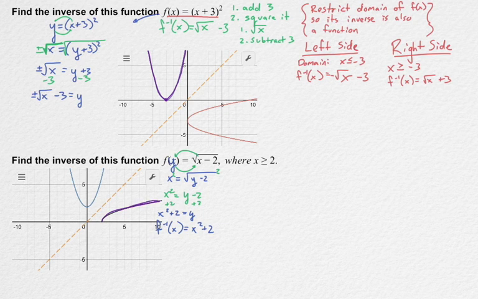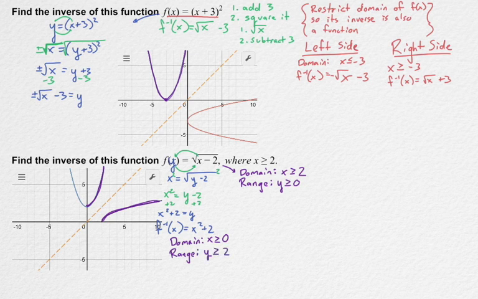This top branch here would correspond to just the right side of the parabola. That's because the domain and the range of the original function was this, and when we switch the x and the y, that's like switching the domain and the range. So here the range was y values greater than or equal to 0. That means here the domain should be x values that are greater than or equal to 0. Since the domain was x values greater than or equal to 2, the range of the inverse should be y values that are greater than or equal to 2.